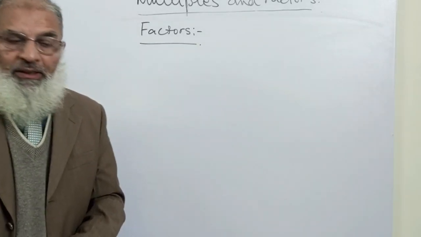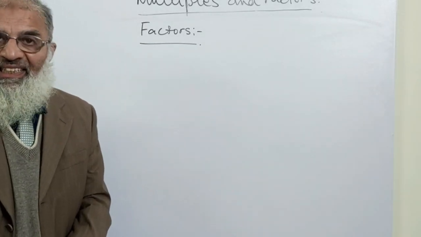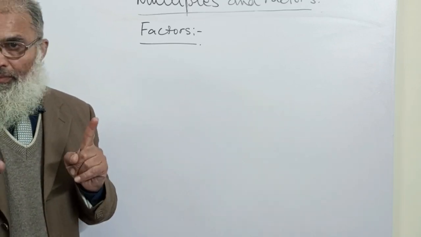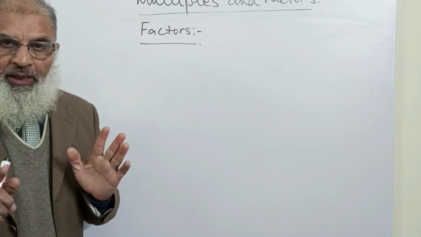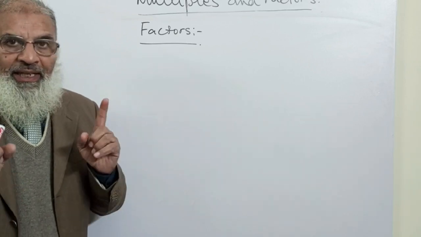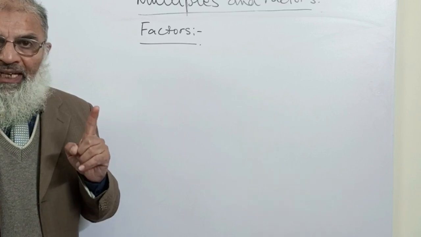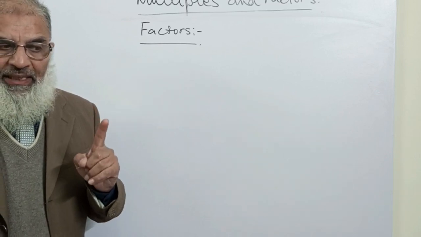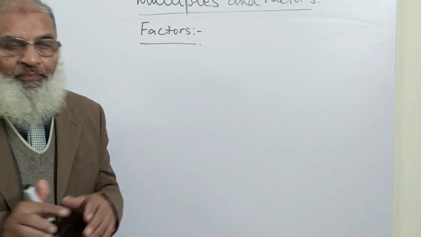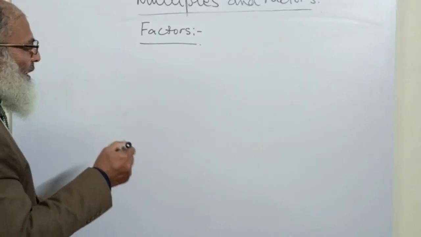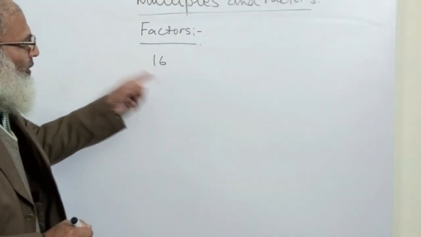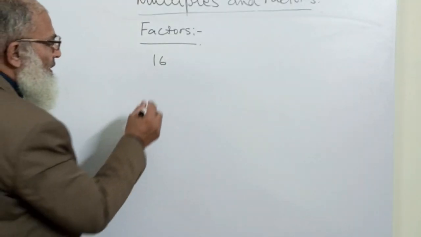Well, students, a factor is a number that divides exactly into another number. Got my point or not? I repeat the whole sentence once again, that a factor is a number that divides exactly into another number with no remainder. Okay? For example, 16. I take 16. Now, what are the factors of 16?